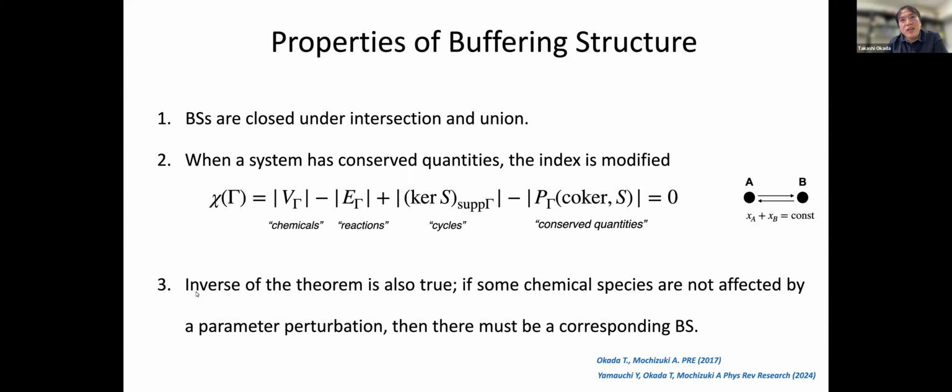And finally, the inverse of the theorem is also true. I mean, if some chemical species are not affected by parameter perturbation, then we can show that there must be a corresponding buffering structure that explains the zero sensitivity.